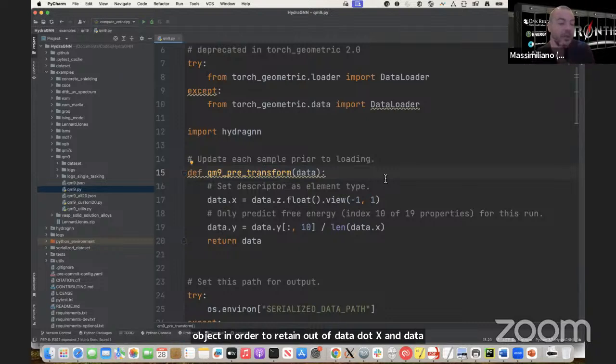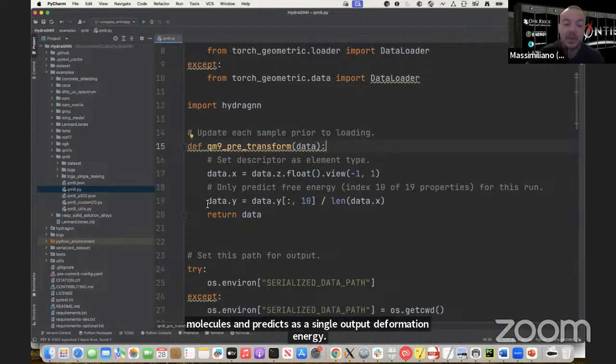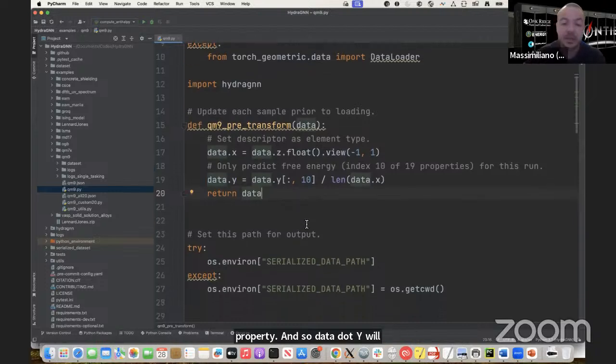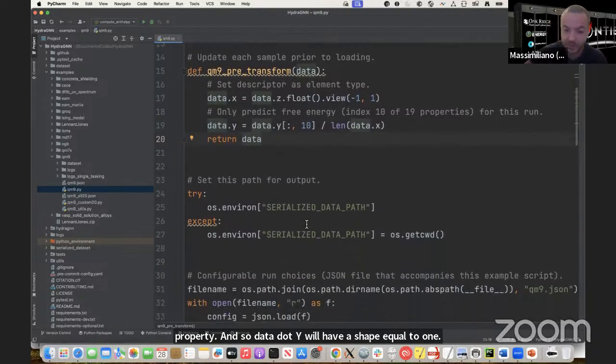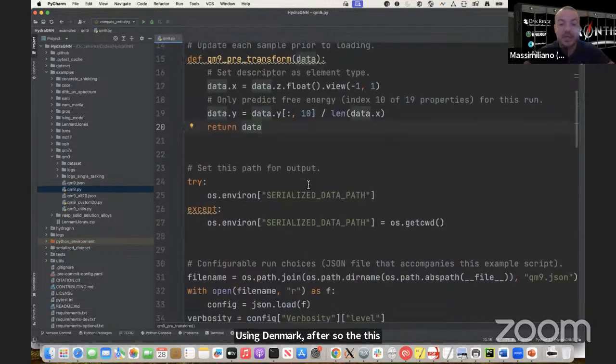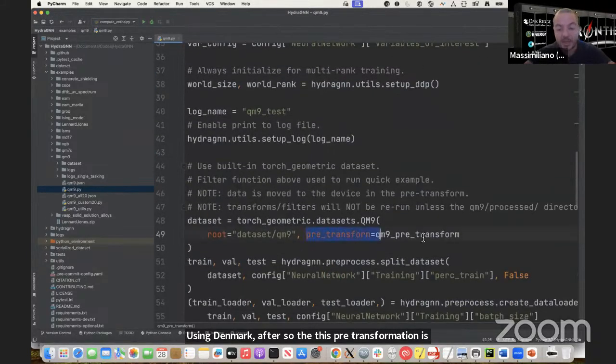For the single task training example, the HydrogenNN takes in input the atomic structure of molecules and predicts as a single output the formation energy. So the formation energy is a scalar graph level property. And so data.y will have a shape equal to one using the nomenclature of PyTorch. This pre-transformation is used as an optional input when we call PyTorch geometric dataset.qm9.